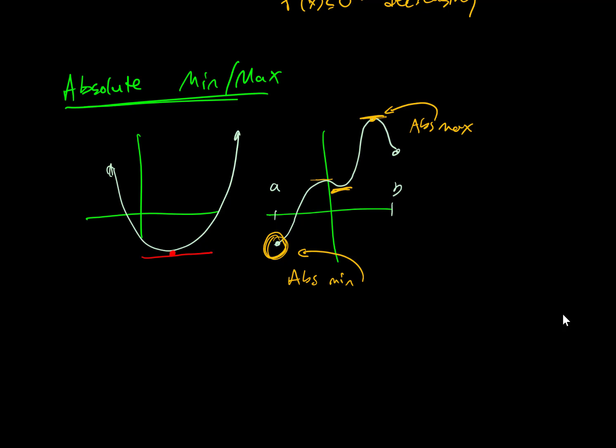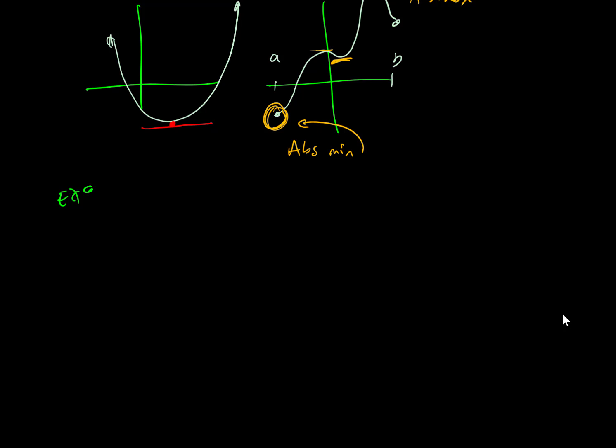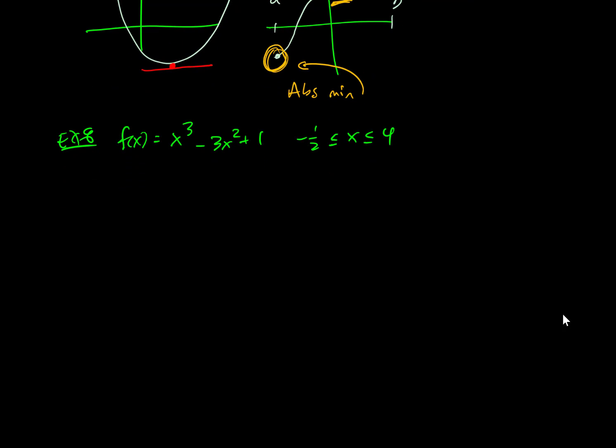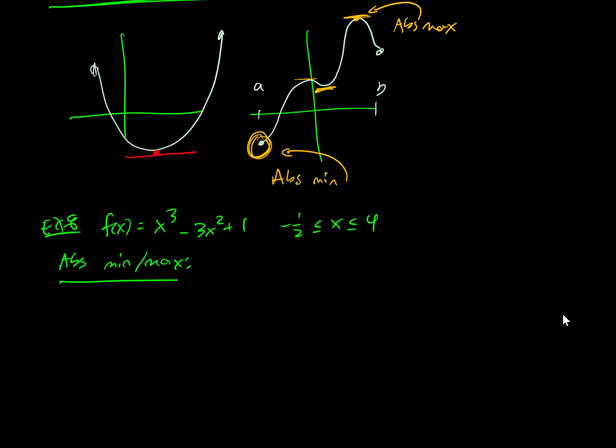Okay, so what we can say then is, let me find an example. This is actually example 8 from the textbook. You have a function, it's a cubic function, x cubed minus 3x squared plus 1, and we're limiting ourselves from -1/2 to 4, okay? So I'm trying to find the absolute min and max. Well, let's try to figure out what the candidates are for absolute min and max.